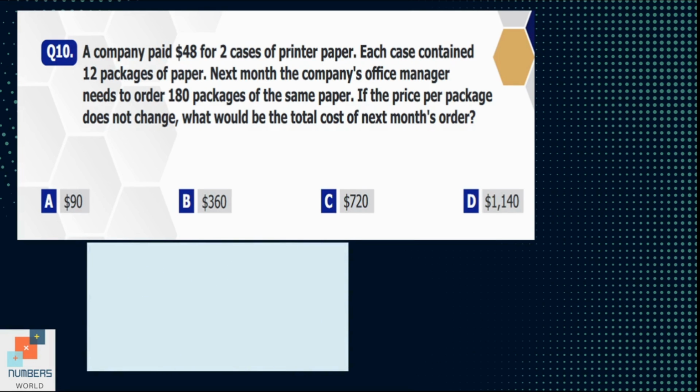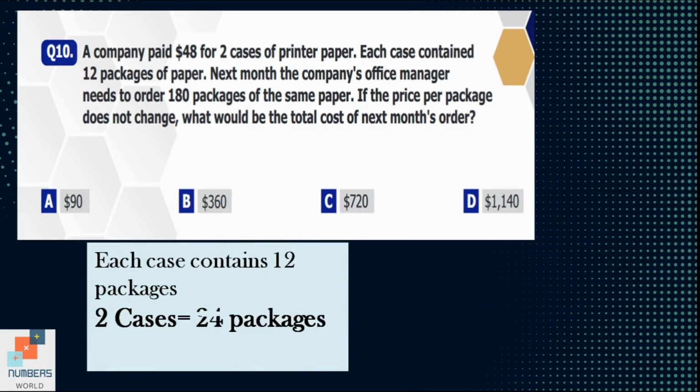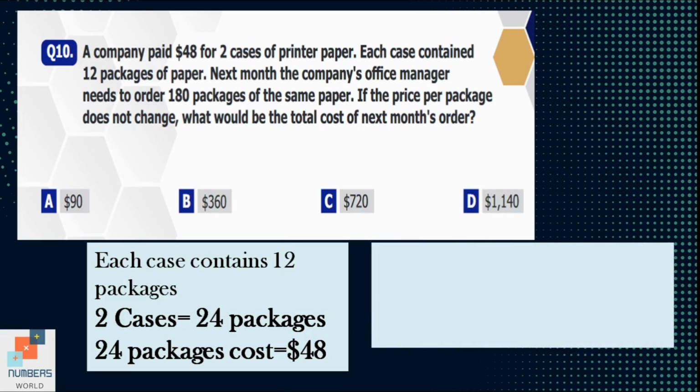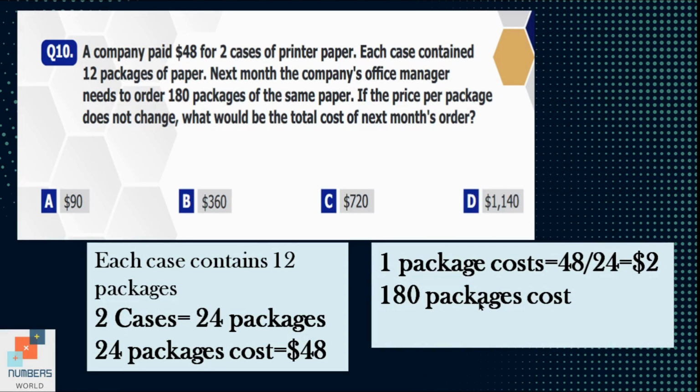So each case contained 12 packages, and 2 cases have 24 packages. The cost of 24 packages is equal to $48. If we want to know the cost of one package, we will divide $48 by the number of the packages in 2 cases. That is equal to $2. Now to calculate the cost of 180 packages, we will multiply the cost of one package by 180. That is equal to $360. The total cost of next month's order is $360, which is our option B.